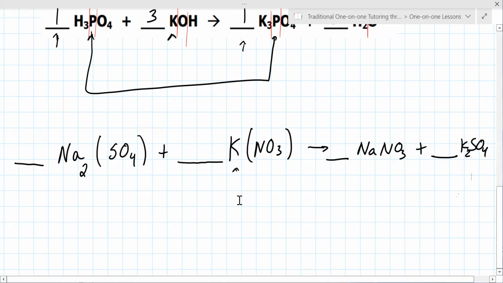What that helps out with a lot is that since there are two Ks on the right, there needs to be 2 over here on the left. That's 2 KNO3s, which means you need to make 2 NO3s here on the right. There are 2 Nas on the right, that goes with this here on the left, and everything is happy.